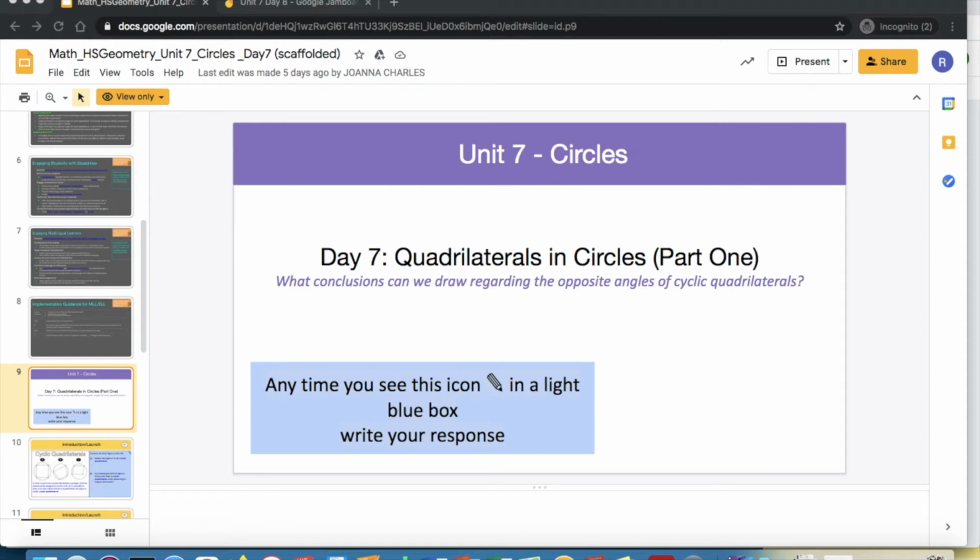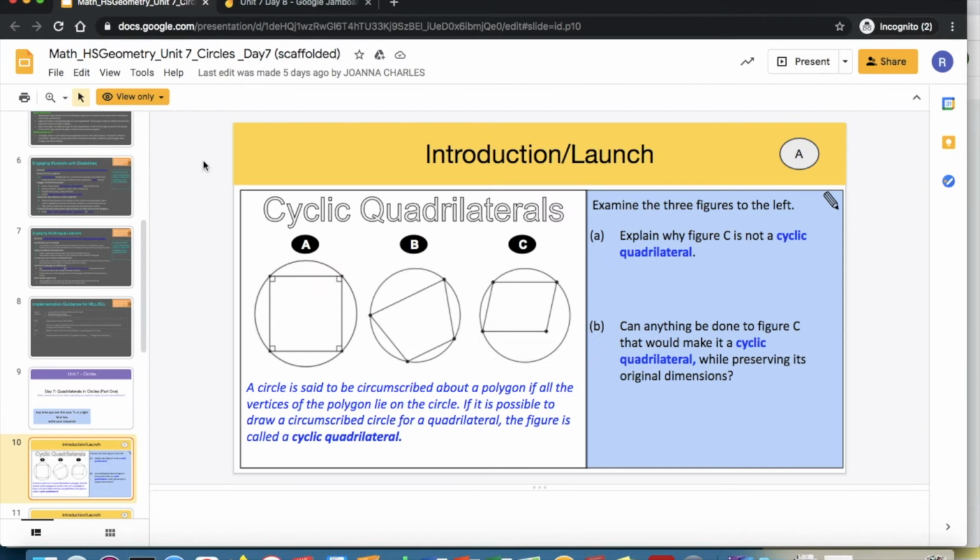Hi everyone, this is Roman, and today I'm going to go over a few questions for quadrilaterals in circles, or inscribed quadrilaterals in circles.